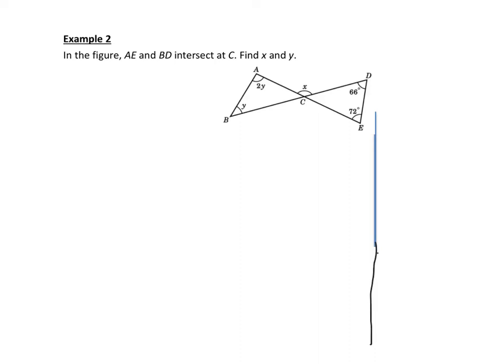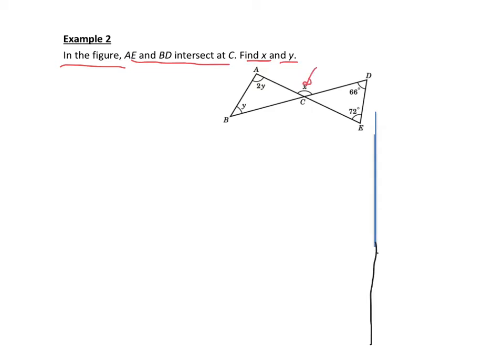Now we go to example 2 of section 8.1. It's the same as in the figure: AE and BD intersect at C, and we need to find the value of x and the value of y. And we consider the value of x.